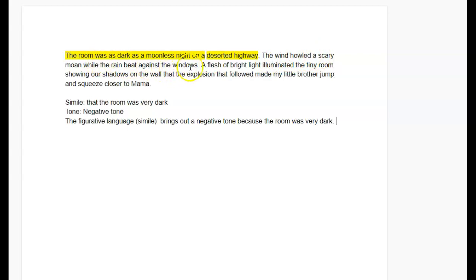beat against the windows. A flash of bright light illuminated the tiny room, showing our shadows on the wall. So they are in a small dark room with no lights, okay? And it's raining and storming like crazy. So yeah, the simile is totally adding a negative tone to this story so far.